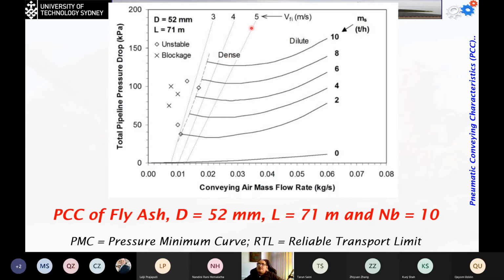So anything, let's say between 4 and 5 is going to be dense. Less than 5 is going to be non-moving. Above 5 is going to be the dilute phase. With a higher flow rate for the material we have, and higher velocity for the air we're moving, we're going to have more dilute phase conveying.